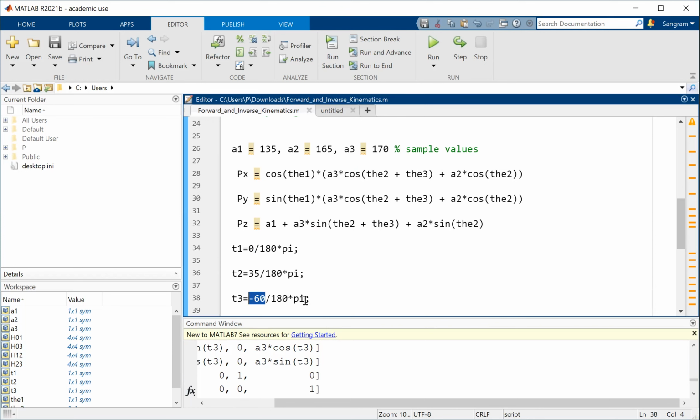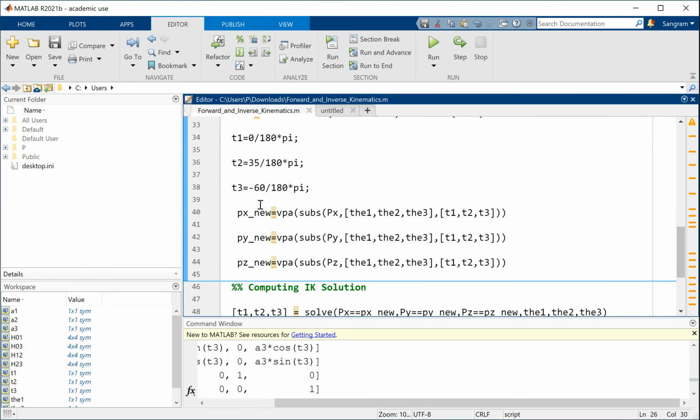Everyone understood this? I'm going to substitute these values A1, A2, A3, T1, T2, T3 into the expression for Px, Py, Pz, and then find the numerical values of Px, Py, and Pz. Everyone understood this? So substitute A1, A2, A3, T1, T2, T3, get Px, Py, Pz. Yes.